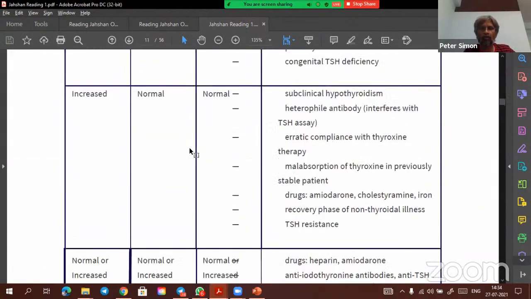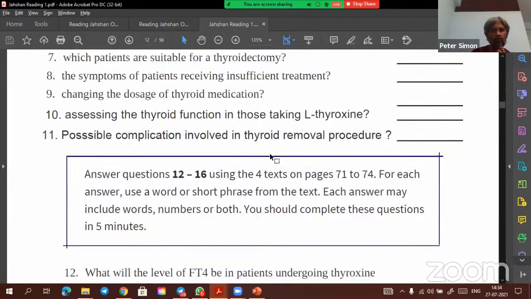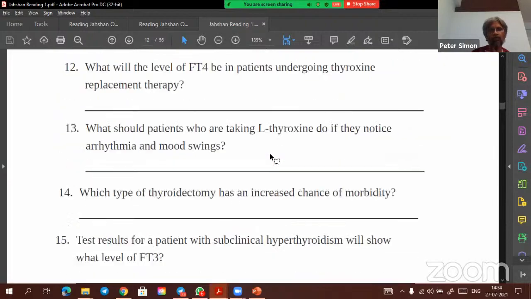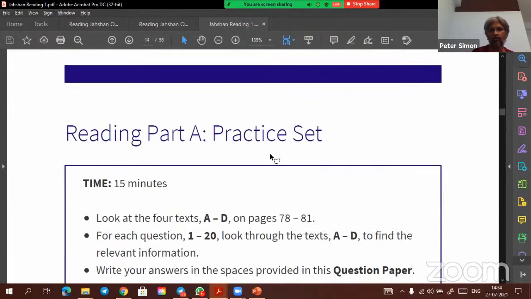Now the questions are here. Questions 6 to 11, 12, 13, 14, 15, 16, 17, 18, 19, 20, 21.